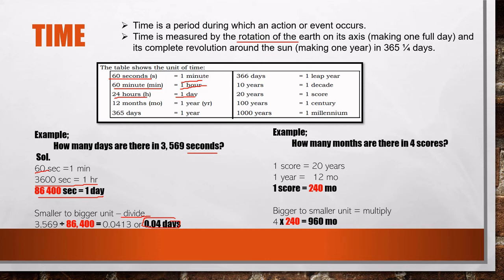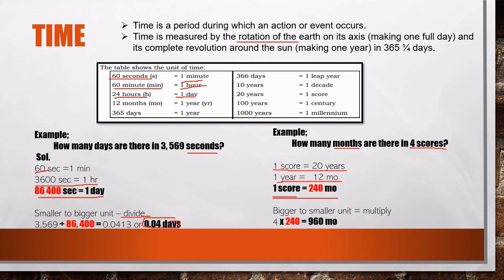Next, number 2. How many months are there in 4 scores? So, you are to convert scores to months. Again, there is no direct conversion for that. So dadaan muna tayo sa years and months. So, in one score, there are 20 years. In 1 year, there are 12 months. So, we are going to multiply 20 times 12 will give you 240. So, therefore, in one score, there are 240 months.